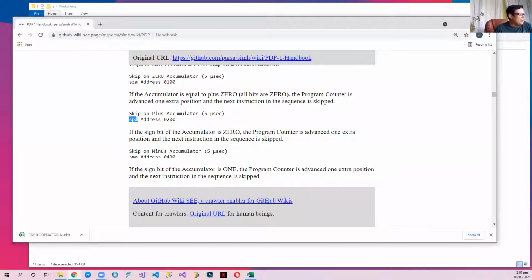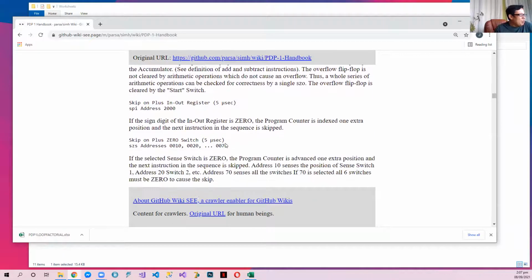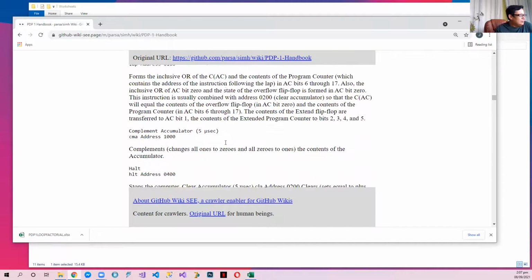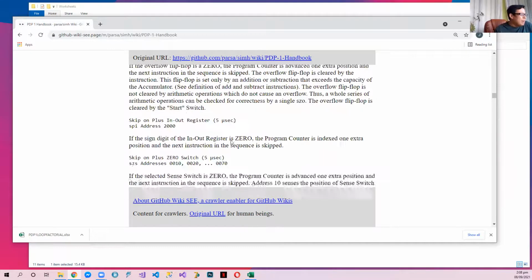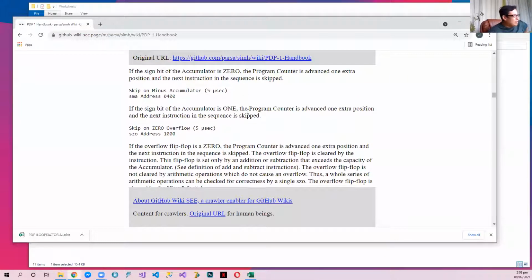SPA means plus accumulator. If the accumulator is plus, which means the sign bit is zero, I think this is the equivalent of jump plus. Okay, but we have a skip on zero accumulator, which is the equivalent of CF. Do you follow? Fortunately, we have an equivalent of both jump plus and CF, which means we don't have to worry about the structure of our loop. We can either have top down or bottom up because we have both. Okay.